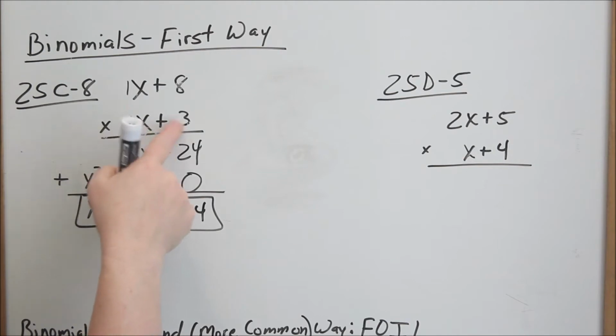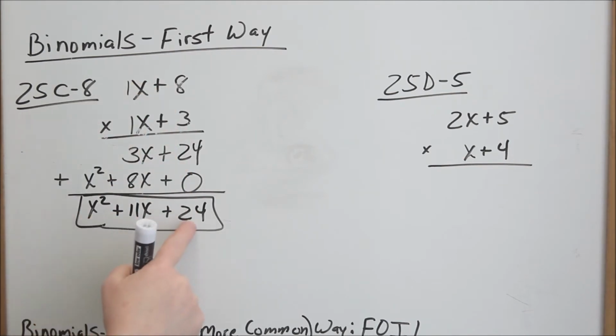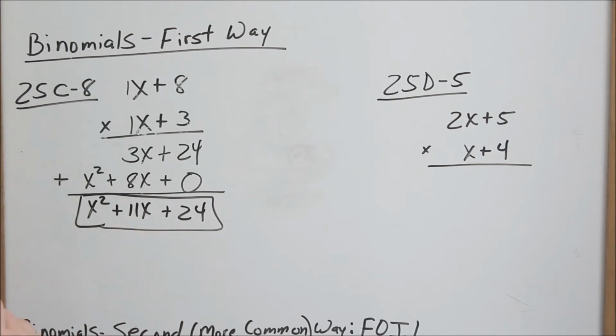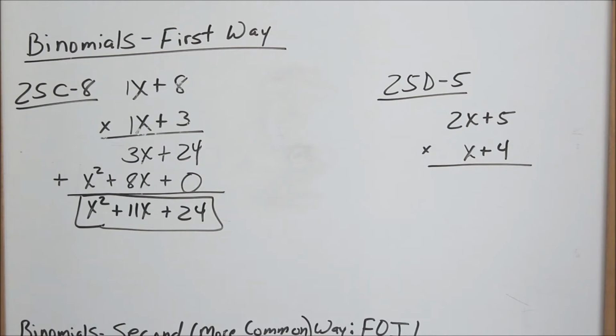When you multiply two binomials together, most of the time you will end up with a trinomial. Not all the time, but most of the time you will end up with a trinomial. Alright, let's do it again on 25D5.